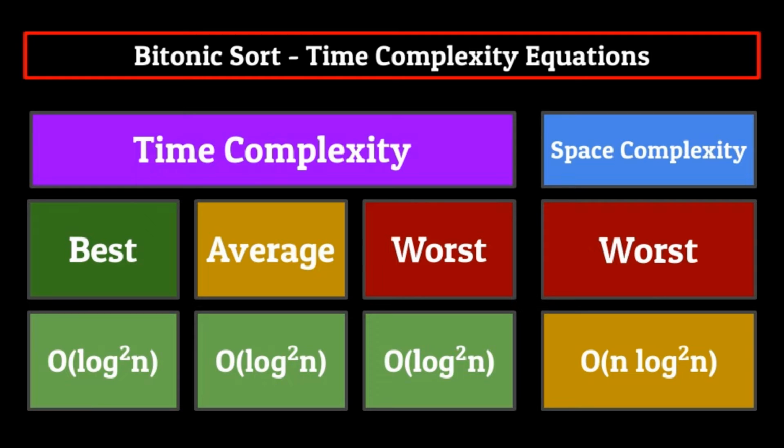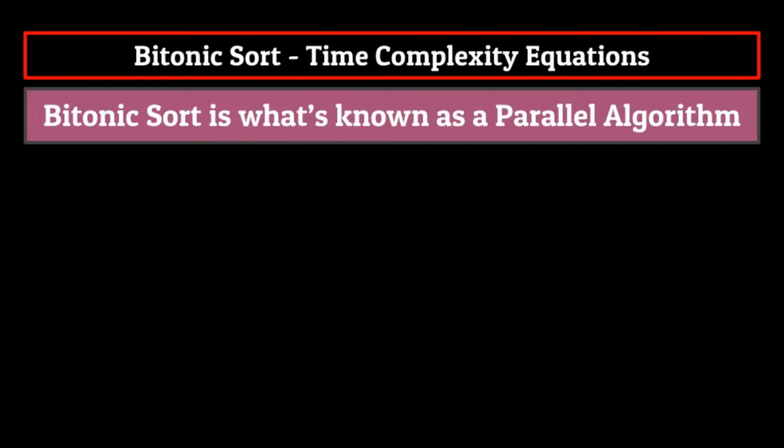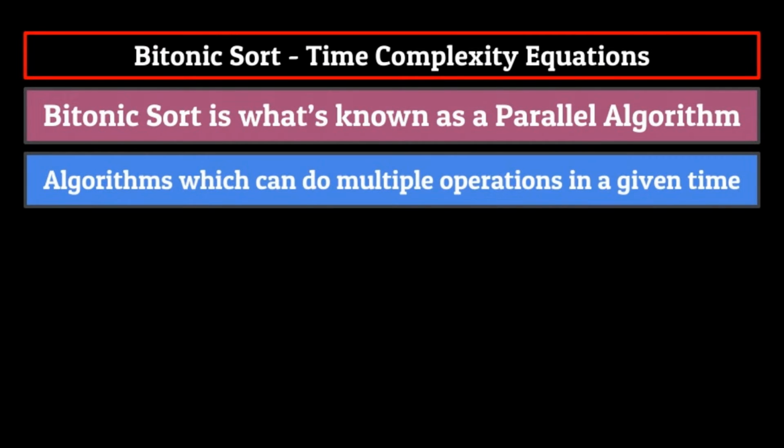So now that you're seeing this, you might be wondering what makes Bitonic sort so special. If you remember back to the beginning of this episode, I mentioned that to use Bitonic sort, you needed to limit the size of your list to powers of 2. This, combined with its time complexity equations, which are nothing special, might have you thinking that this is just another algorithm. But I can assure you that that is not the case. While Bitonic sort does have a slower time complexity than some of the more popular algorithms out there, it's what's known as a parallel algorithm. Parallel algorithms are algorithms which can do multiple operations in a given time.